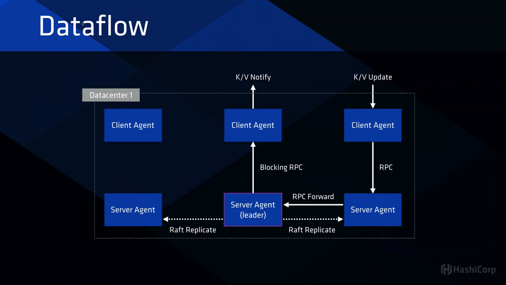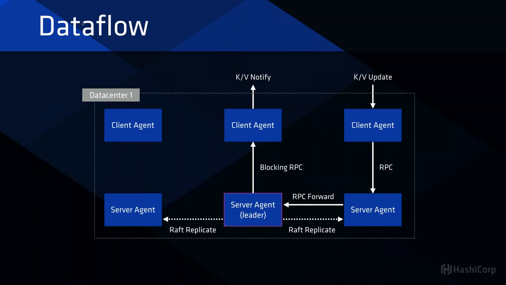And then in the data flow layer, so imagine that the gossip is happening underneath. This is the flow of information for a sample interaction with the KV store. So if you look at the top right, the client agent, some application on that node is doing a key value update. That client agent makes a remote procedure call to one of the server agents. It doesn't know who's the leader, it doesn't really care. It just forwards it on.